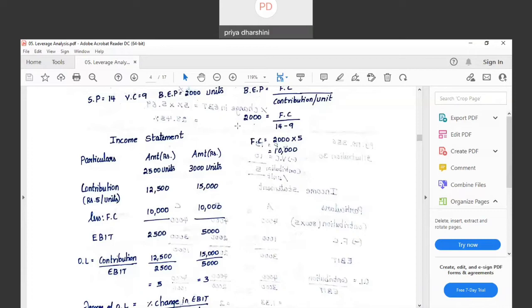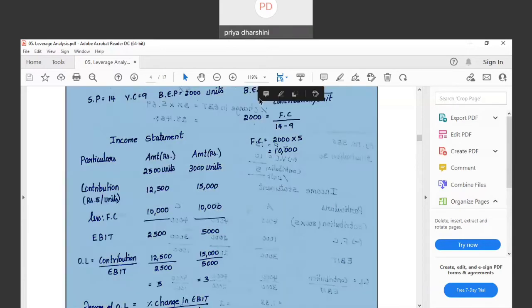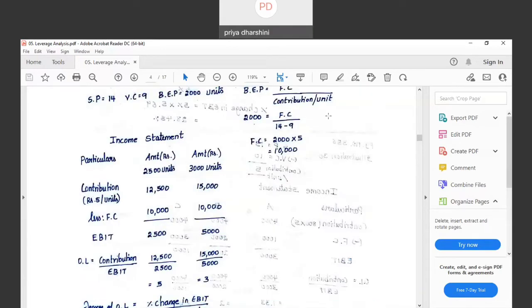What is leverage? Leverage is the impact of fixed cost on profits. Have they told fixed cost? No. Instead, they have told me information for BEP. BEP is given as 2,000 units. How do you measure BEP? You should have studied this in marginal costing. BEP is fixed cost divided by contribution per unit.